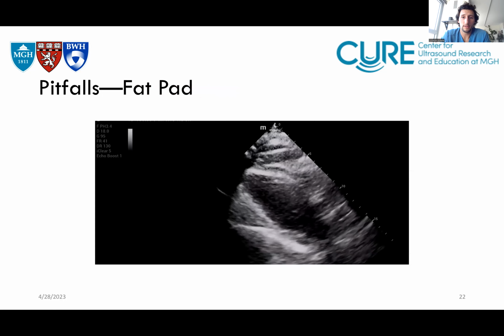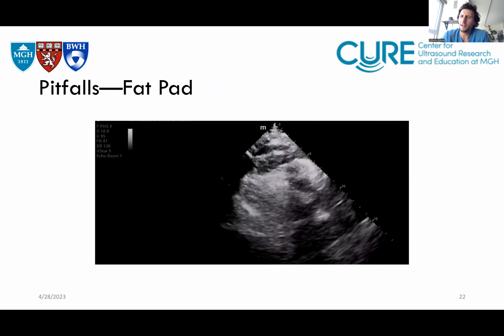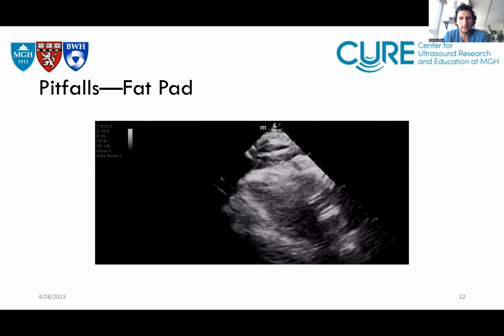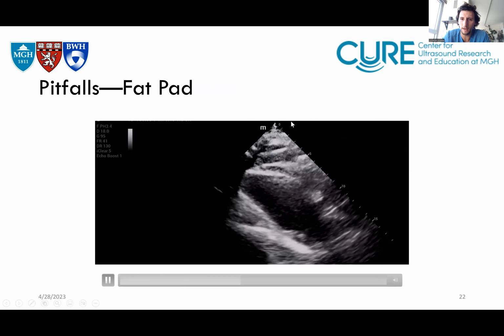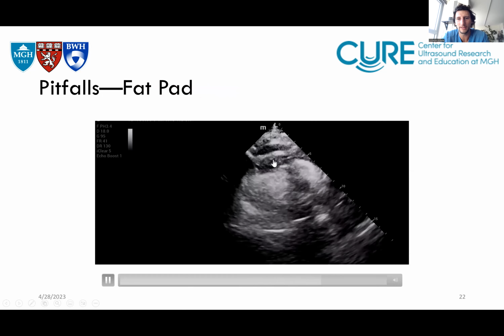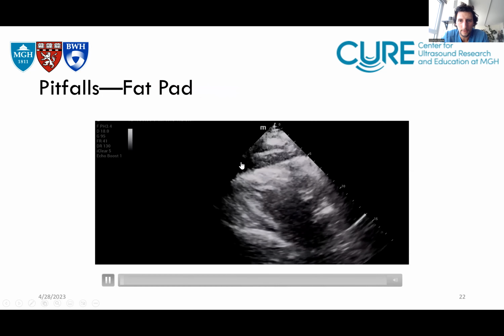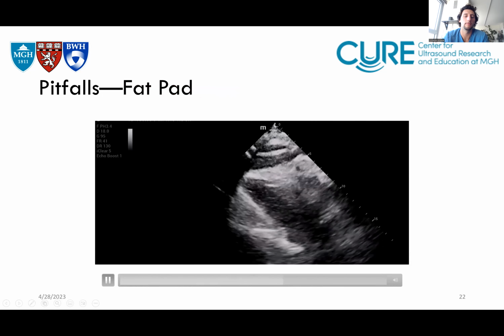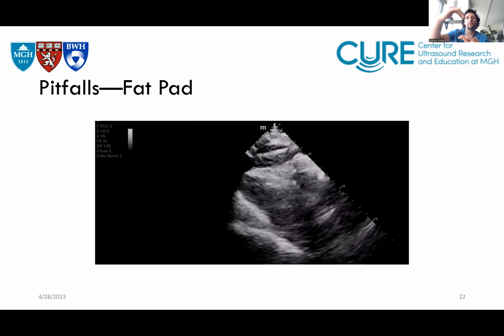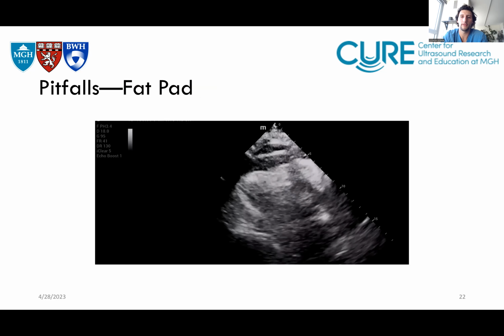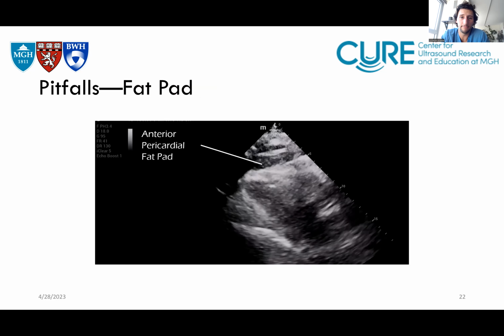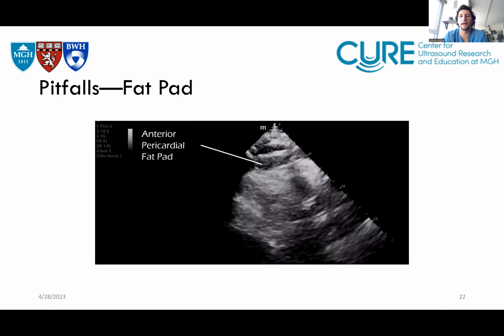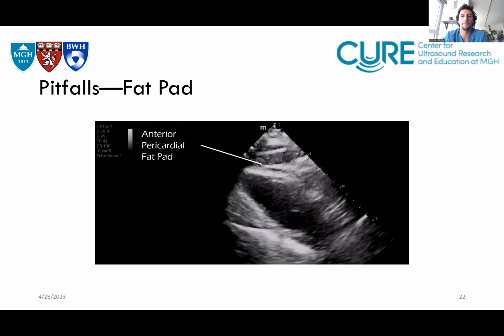Okay, so pitfalls. Sometimes we look at the heart and we're like, is that a stripe of fluid? And in this case, it kind of looks like there's a hypoechoic area, but you can see that there's some mixed fluid, and it doesn't really change. The other part that you want to think about is it doesn't wrap around the heart, doesn't wrap around the apex of the heart. This is actually a fat pad, an anterior pericardial fat pad. It's not fluid.